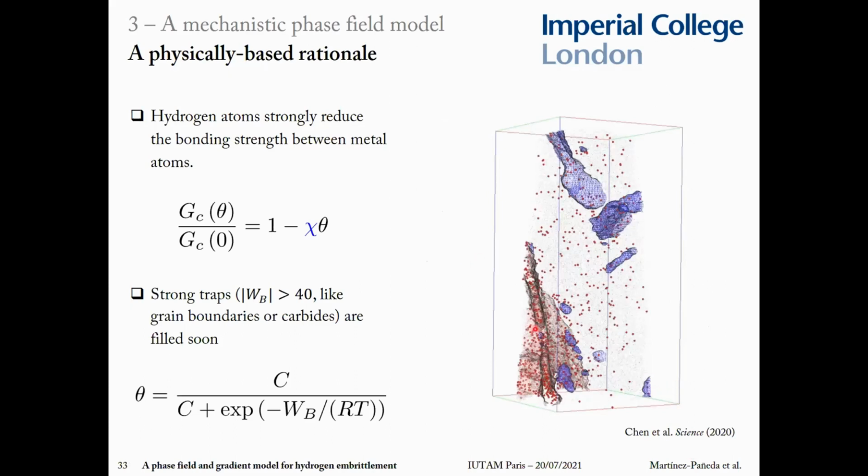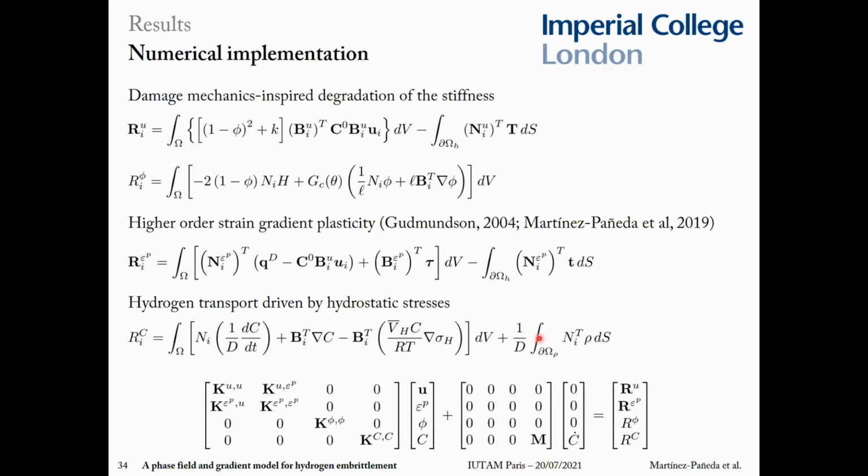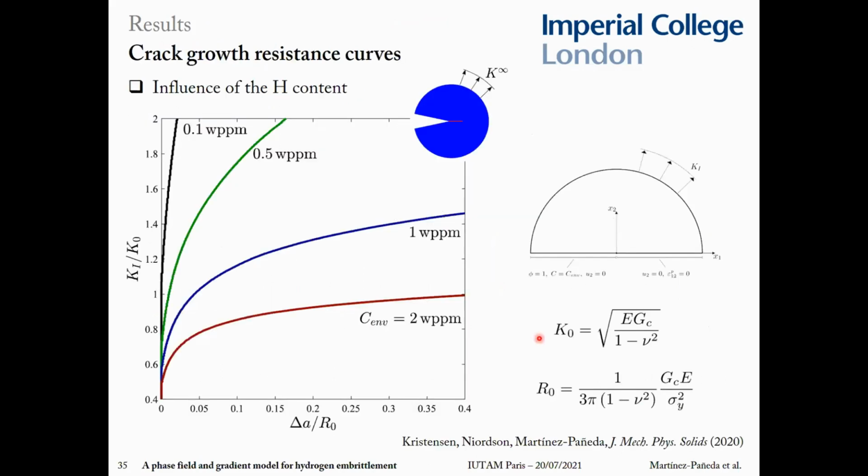This is a recent Science paper where what you see in red is the grain boundary, and you can see that all the hydrogen accumulates. This is with atom probe tomography. So we put this into a finite element model, and well, these are the residuals. As I said, we solve for 4 degrees of freedom. And let's see some results so I can show you that the model predicts what we expected.